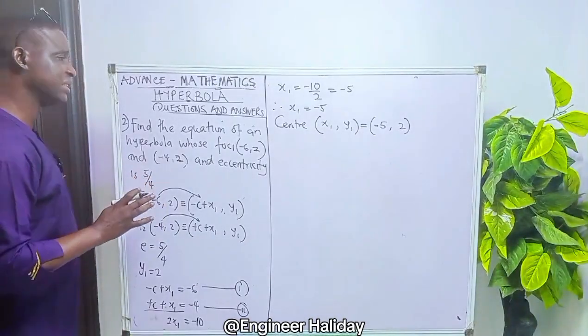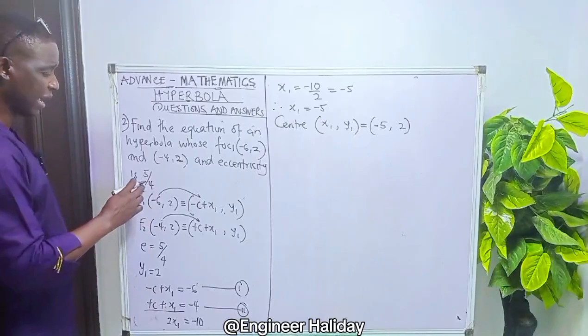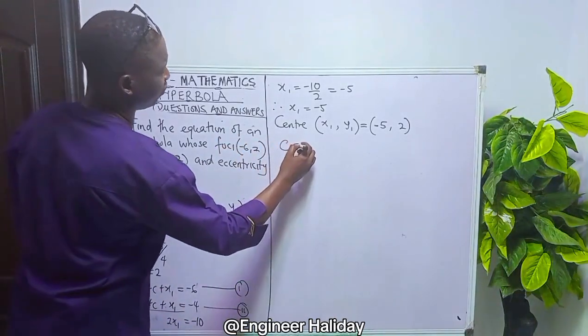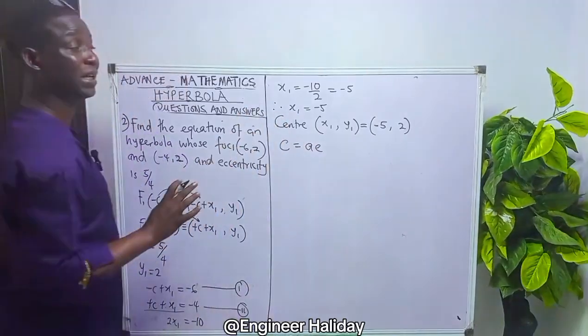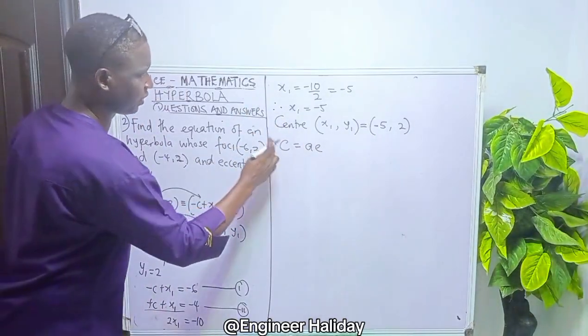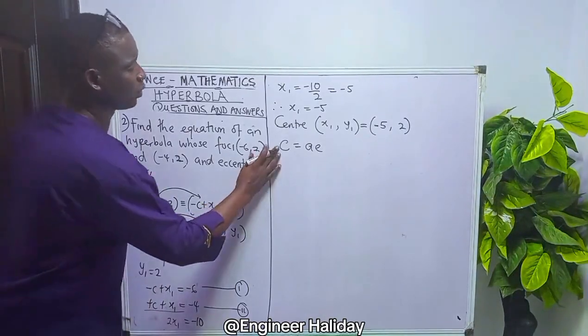Now since you have known the center, let us now solve for the major. We have the eccentricity. We know that c is equal to ae. Very important formula, very short and dangerous. Now what is our c? We are going to get our c.